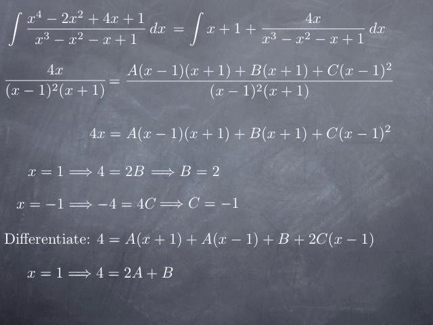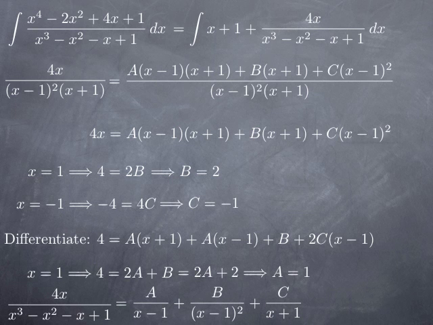Then I have 4 is equal to A times (1+1), so 2A. The next term is 0, then B, and the last term is 0. But we've already found B to be 2, so we get that 4 is equal to 2A + 2. In other words, 2A is equal to 2, or A is equal to 1. So that means that in my decomposition into partial fractions, I can replace A by 1, B by 2, and C by negative 1. So this is what we get.